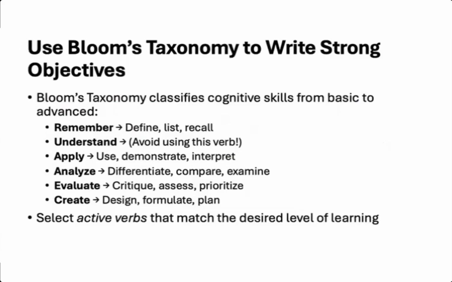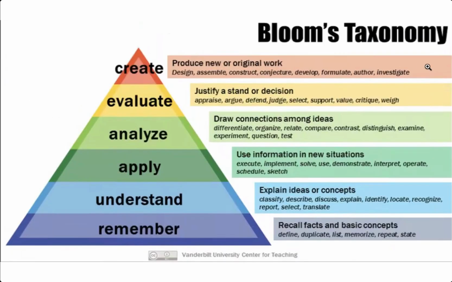Let me give you some examples here. You want to use Bloom's taxonomy. You can Google that to write strong objectives. There's always a diagram. In fact, let me pull one up. So here's one diagram of Bloom's taxonomy.